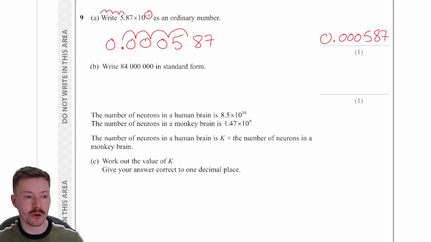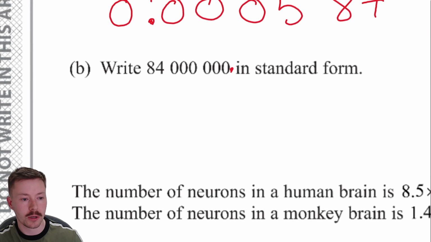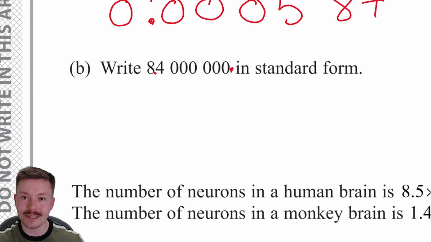Now, the next one is to write a number in standard form. So we've got 84 million in standard form. We need to move our decimal point from here. I'll zoom this in so we can see this a bit better. So our decimal point from here to here, so that we've got a number between 1 and 10. Remember, standard form has to be a number between 1 and 10, less than 10, but could be equal to 1, and you have times 10 and you have a power.